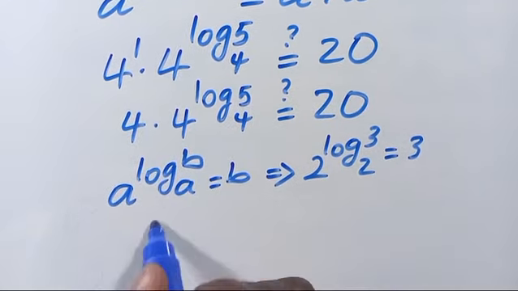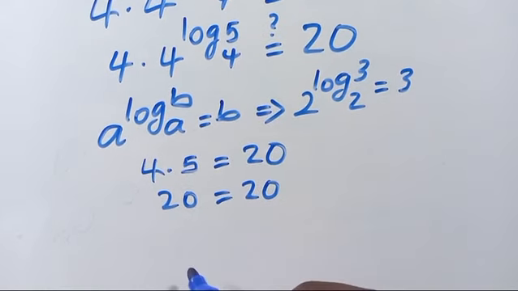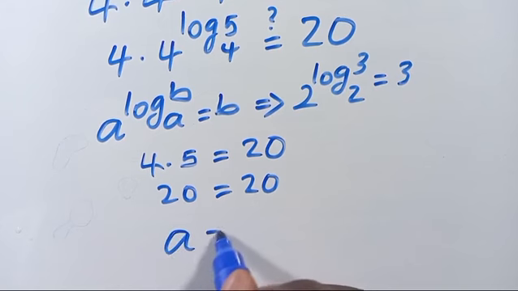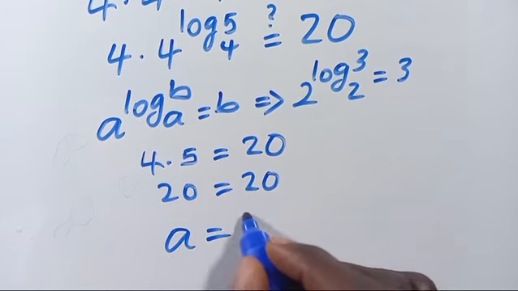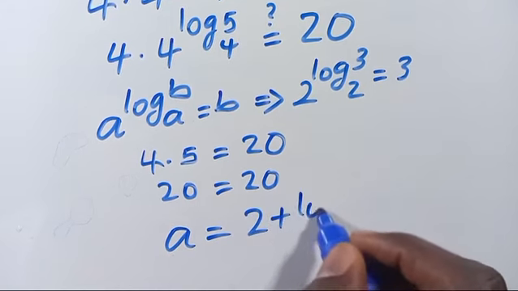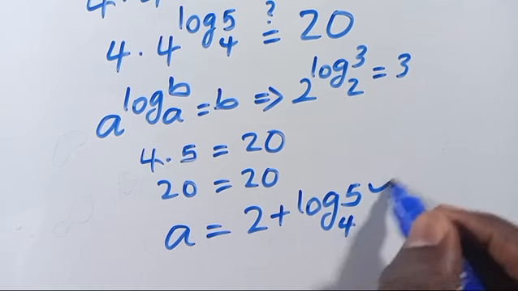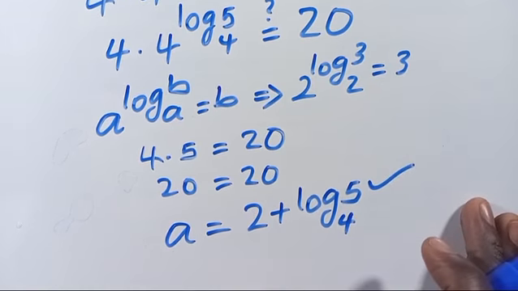The left hand side equals 4 times 5, which equals 20, equals the right hand side, 20. The left hand side equals the right hand side. And this implies that a equals 2 plus log 5 in base 4 satisfies the problem given to us.